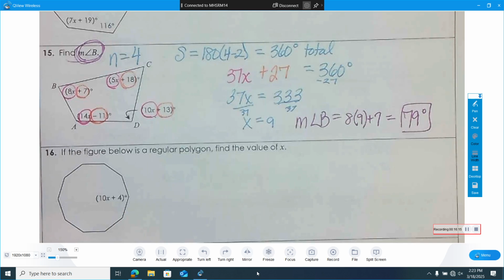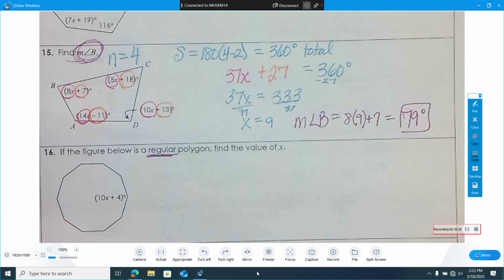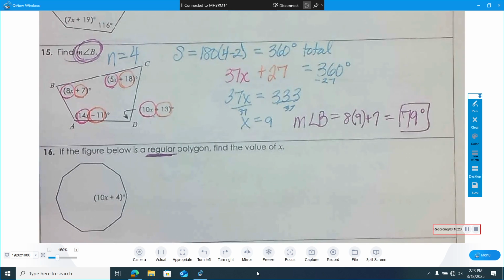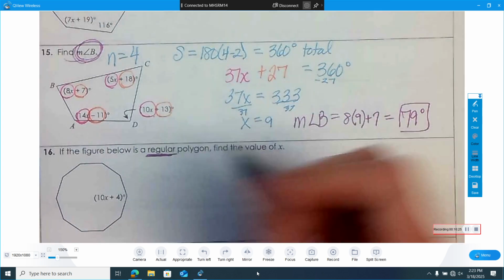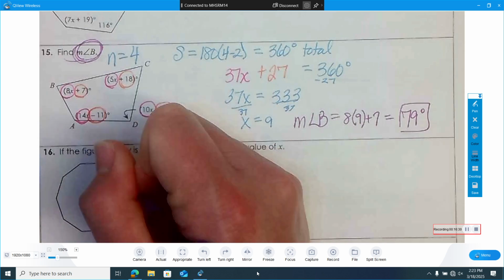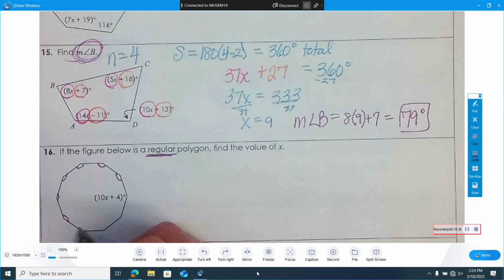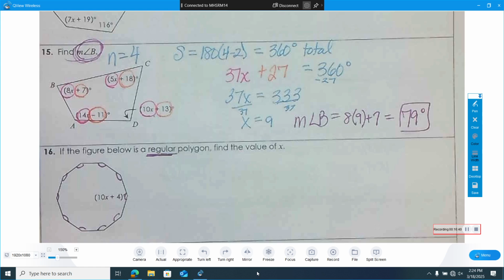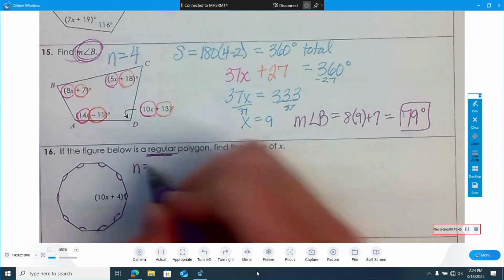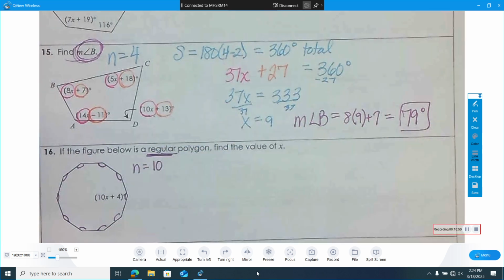Number 16. If the figure below is regular, what does that mean, regular? All the sides are different? Equal. And all the angles. So all these angles are all 10x plus 4. All right. What do we need to know in order to solve for x here? The number of sides. That's a good place to start. How many sides we got here? 10. All right, 10 sides.